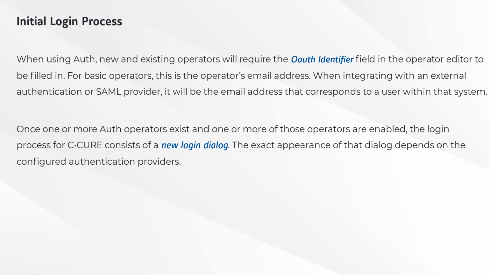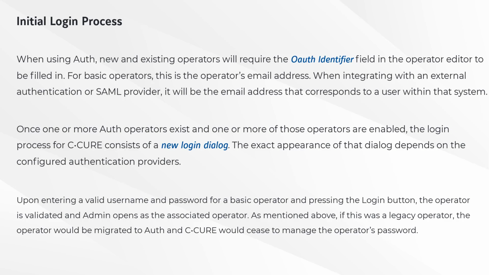Once one or more Auth operators exist and one or more of those operators are enabled, the login process for Secure consists of a new login dialog. The exact appearance of that dialog depends on the configured authentication providers. Upon entering a valid username and password for a basic operator and pressing the login button, the operator is validated and the admin opens as the associated operator. As mentioned above, if this was a legacy operator, the operator would be migrated to Auth and Secure would cease to manage the operator's password.